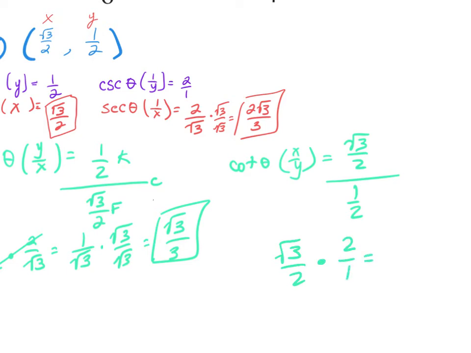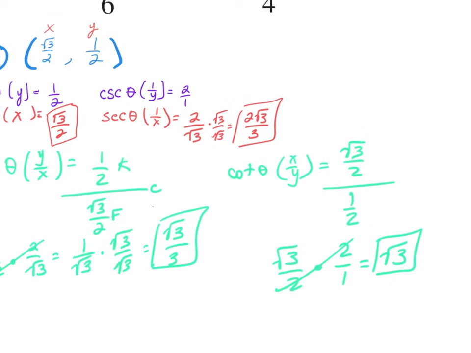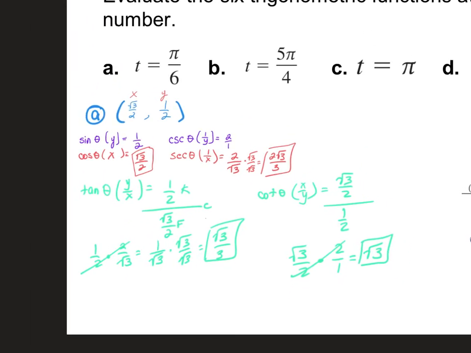What happens to the 2's? 2 on top, 2 on the bottom cancels. I'm left with the square root of 3. And so that would be your answer to a question on WebAssign, on a test or a quiz, when it says evaluate all 6 trig functions at pi over 6. Questions?